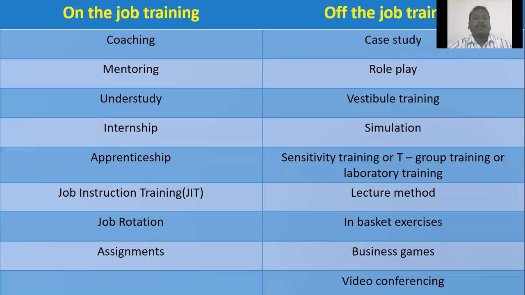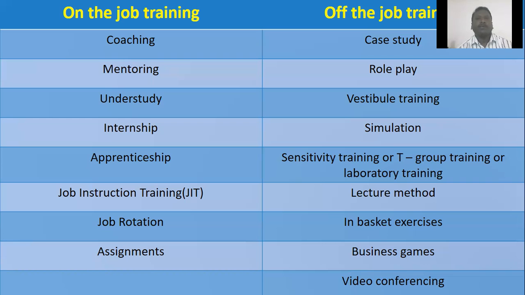Next one is job instruction training. Job instruction training contains a series of steps. Initially, the individual will be explained about the task. Then the demonstration will happen. Then some questions will be asked, and then the individual is allowed to perform. Before he performs, some questions will be asked to check whether the individual has understood the things or not. So it is a series of steps involved in providing the training.